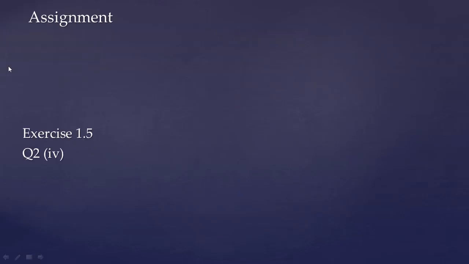Home assignment: exercise 1.5, question number 2, fourth part.